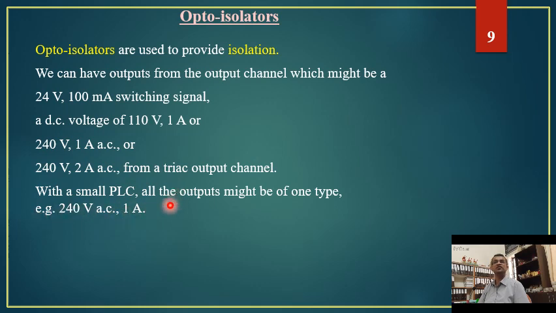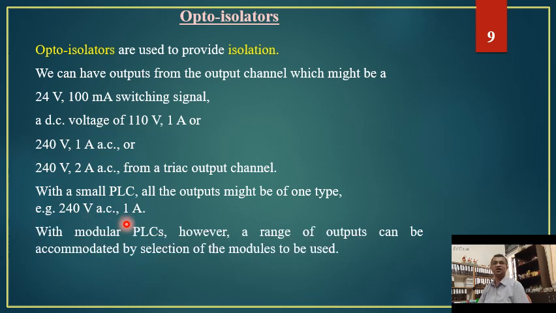With the small PLC, all output might be of one type, that is 240 volt AC at 1 amp. Right? So with modular PLCs, however, a range of outputs can be accommodated by selection of proper modules in it.